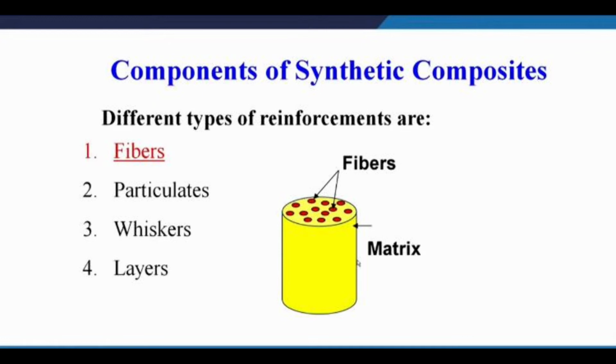Later, the components of the synthetic composites. What are the different types of reinforcements that are used in synthetic composites? They are fibers, particulates, whiskers and layers. If you look at the picture here, the yellow one is the matrix and the red dots are all called the fibers, which are the reinforcement material.